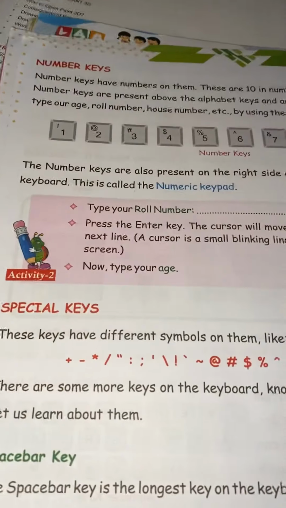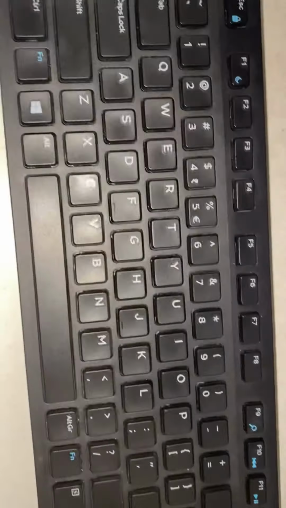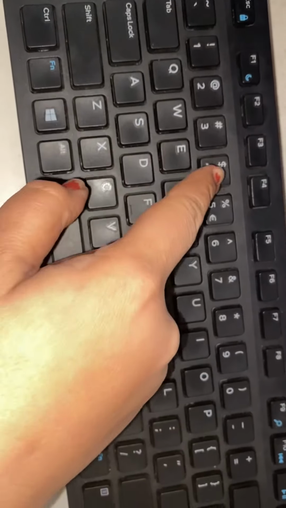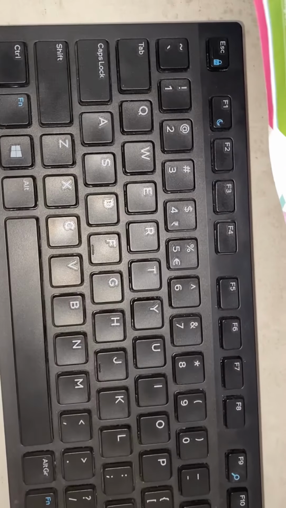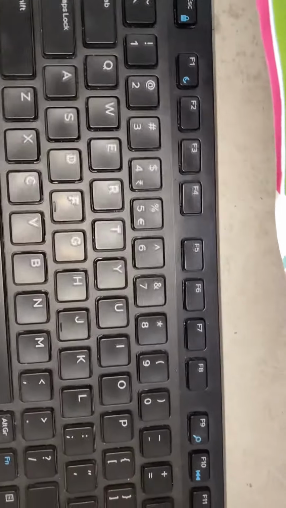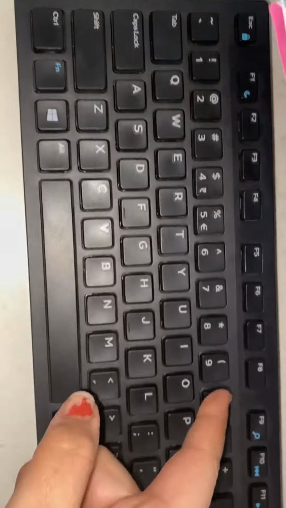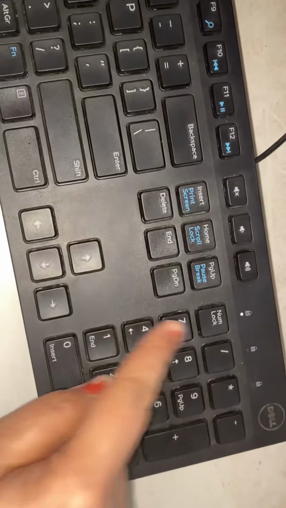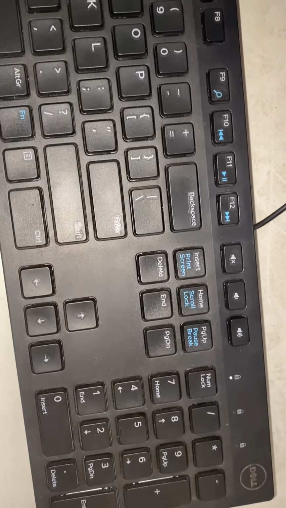Now our next set of keys are number keys. So how many number keys are there on the keyboard? Let us count. 1, 2, 3, 4, 5, 6, 7, 8, 9, 10. Including 0, there are 10 number keys. And number keys are at two places on the keyboard. One here and one here. See, here also there is a set of number keys on the keyboard.